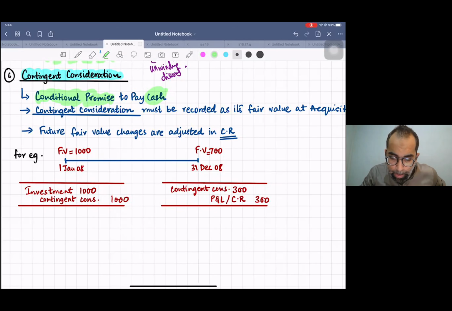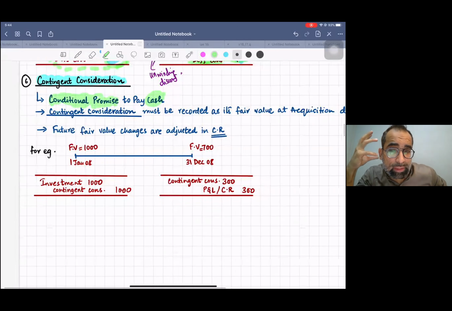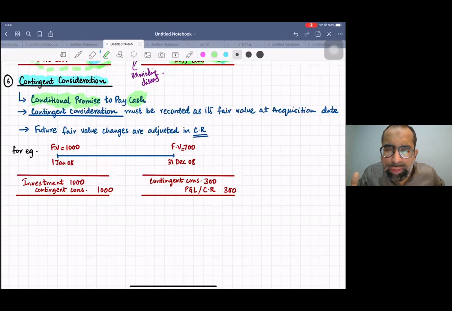Now after 2008, open your ears and eyes. After 2008, according to the revised IFRS 3 Business Combinations, contingent consideration must always be recorded at fair value. Don't forget, contingent consideration must always be recorded at fair value at acquisition date.